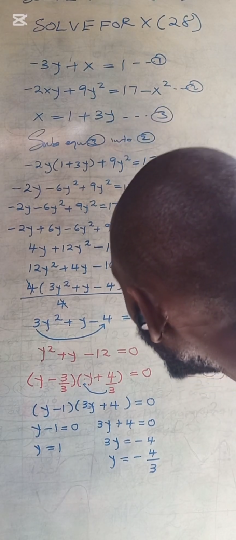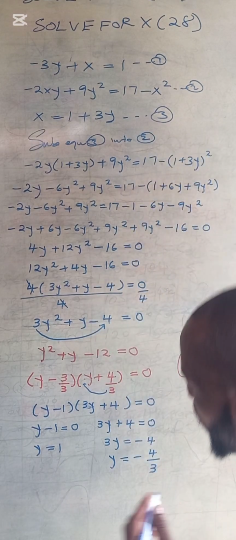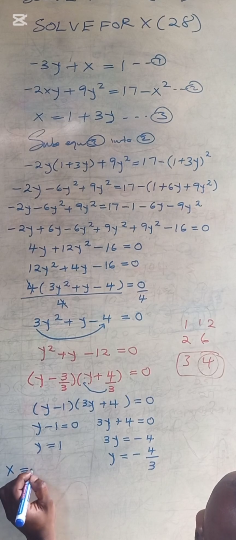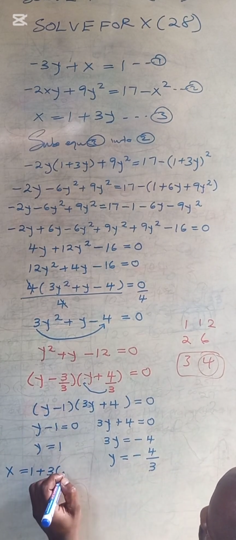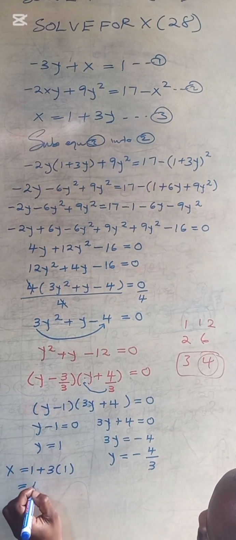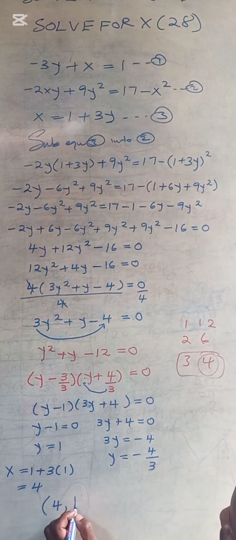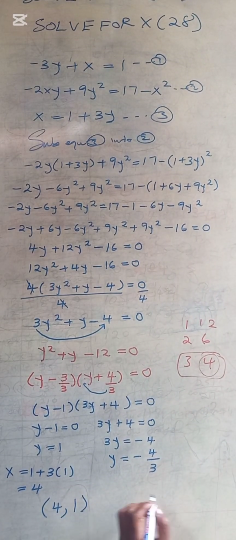So we can come here to get the corresponding x values. x is equal to 1 plus 3 into y. y is 1, therefore this will be 4. So the pair of coordinates is 4 and 1. Remember, coordinates are x and y.